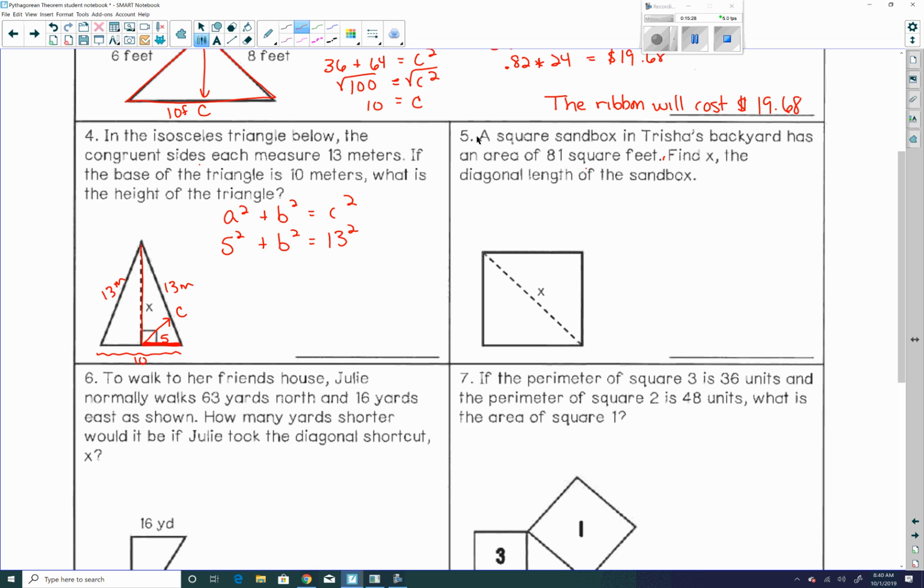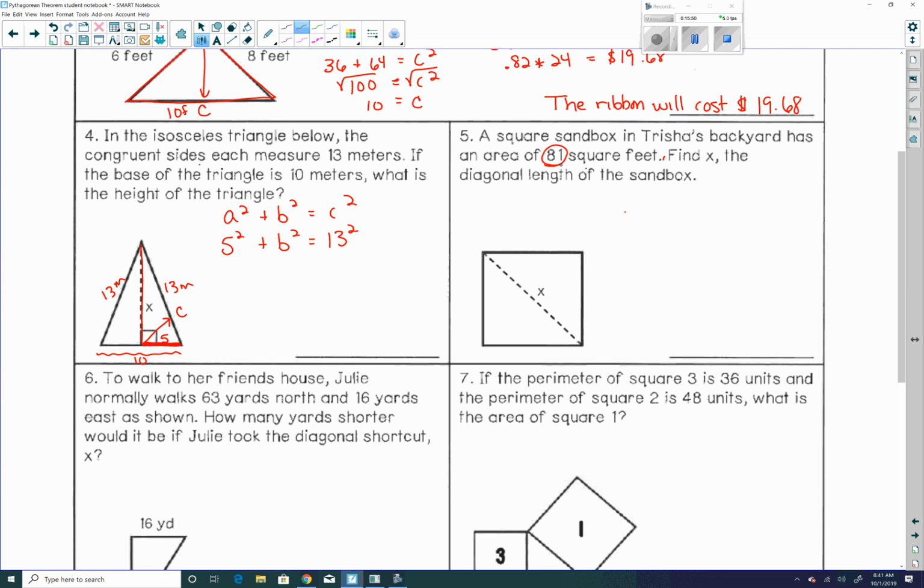Number 5 says a square sandbox in Trisha's backyard has an area of 81 square feet. So again, side times side is how you find your area, and this is 81 square feet. Find x, the diagonal length of the box. So if my box is 81 square feet, what is one of the side lengths?